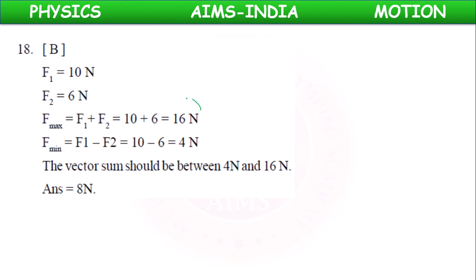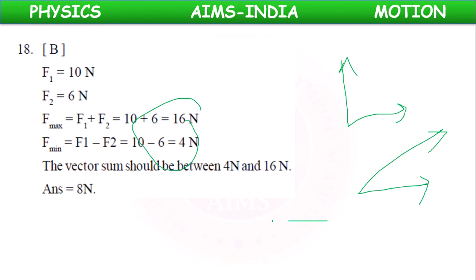Why does this variation occur? It depends on how the two vectors are inclined. That's why there will be a difference in the sum or resultant vector.